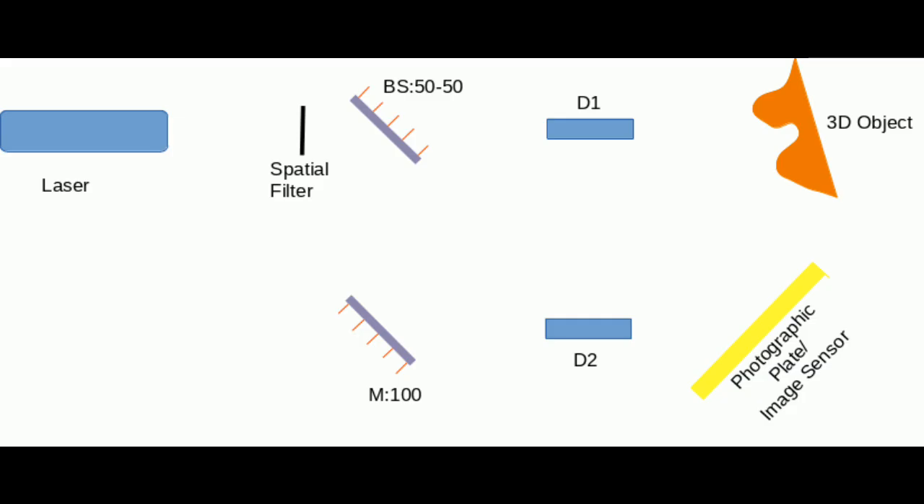BS stands for beam splitter. This device transmits half of the beam and reflects the other half of the beam, hence the term 50-50.